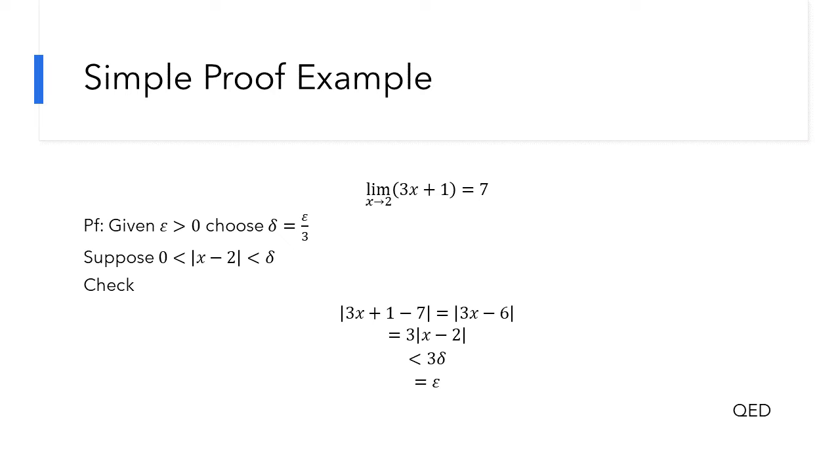So we can rearrange our 3x plus 1 minus 7 to 3 times the absolute value of x minus 2, which is our less than delta term. So if we pick delta to be epsilon over 3, this cancels out to epsilon and completes the proof. So that's what we do. Given epsilon is greater than 0, we choose delta equals epsilon over 3, and suppose that 0 is less than the absolute value of x minus 2, which is less than delta. And we check that the absolute value of 3x plus 1 minus 7 is indeed less than 3 delta, which is equal to epsilon. Thus it is shown.